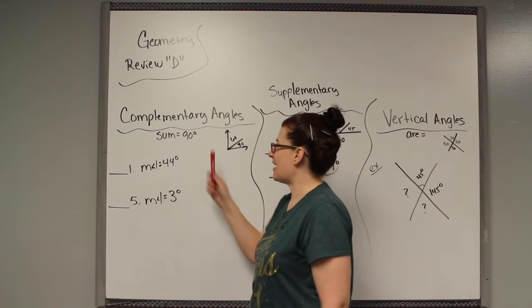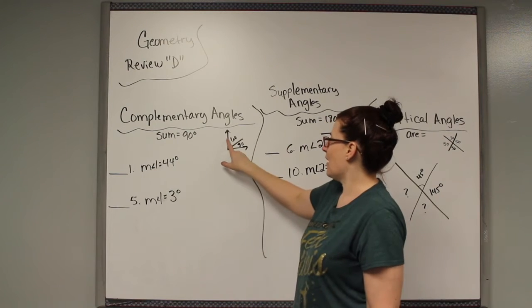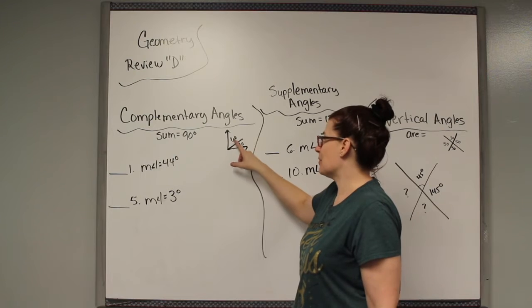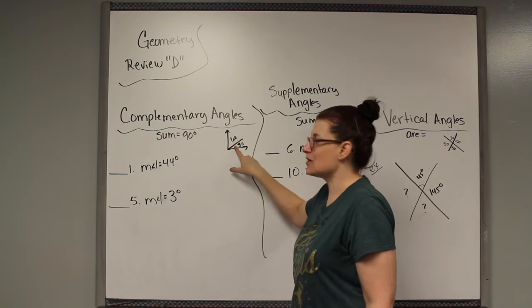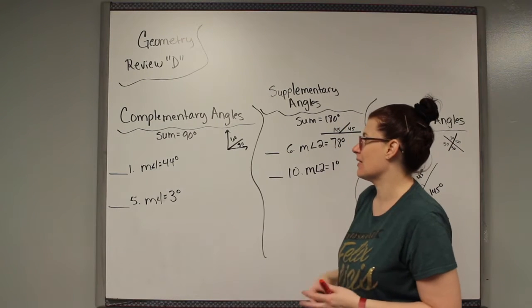Complementary angles are angles that add up to 90 degrees. So if you had two angles here and they said they were complementary and this one was 60, you'd know this one has to be 30, because 60 plus 30 makes 90, which is a right angle.